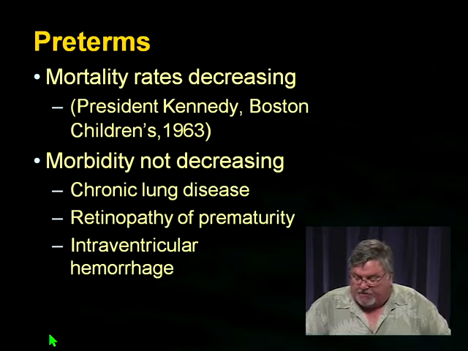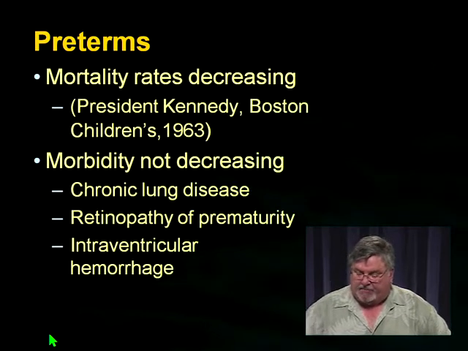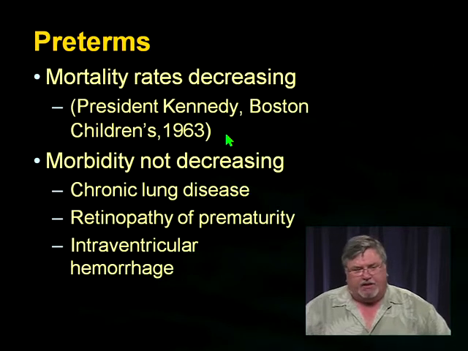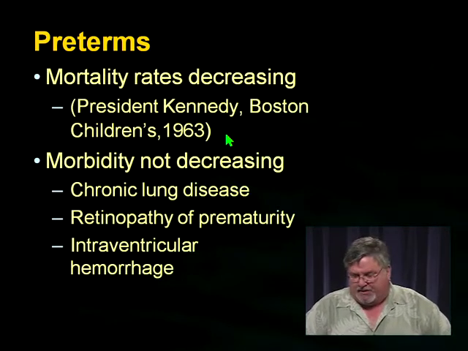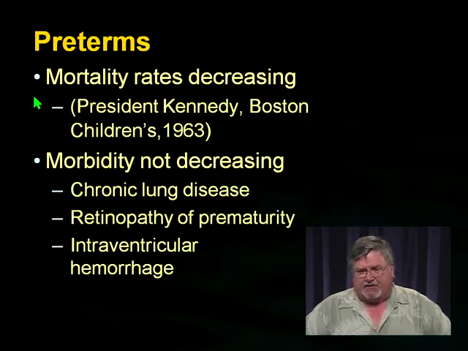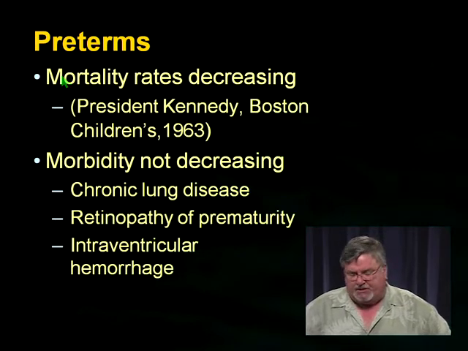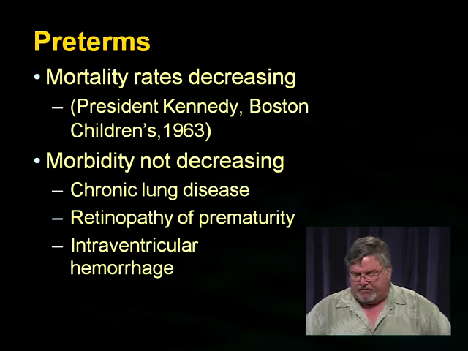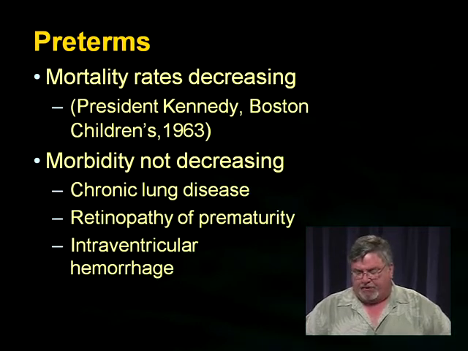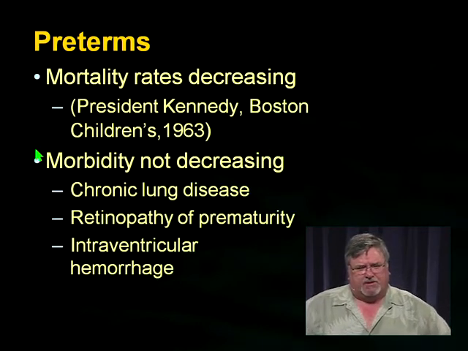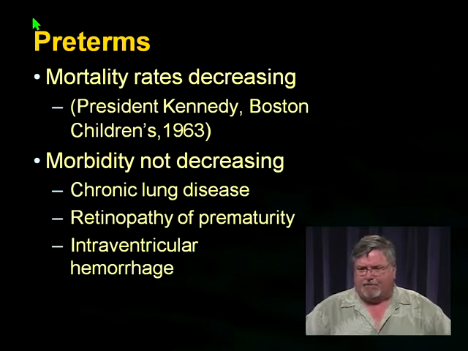Okay, preterms. Mortality rates are decreasing. Many of you may or may not know that the illustrious King and Queen of Camelot, the President Kennedy, they actually had 3 children, John, Caroline, and a child who was born at 35, count them, 35 weeks gestation at about 6 pounds, who died of RDS. I might point out that he died in the best children's hospital on the planet. Go take that, Boston.